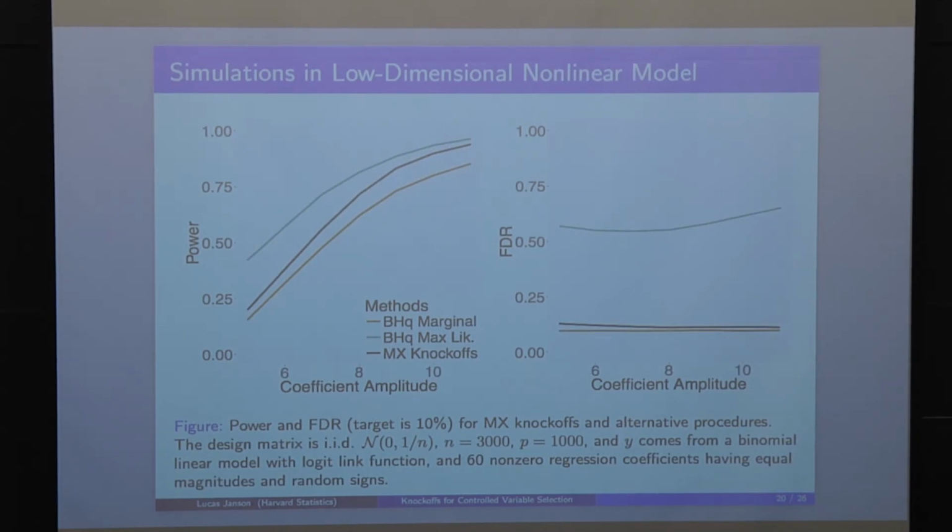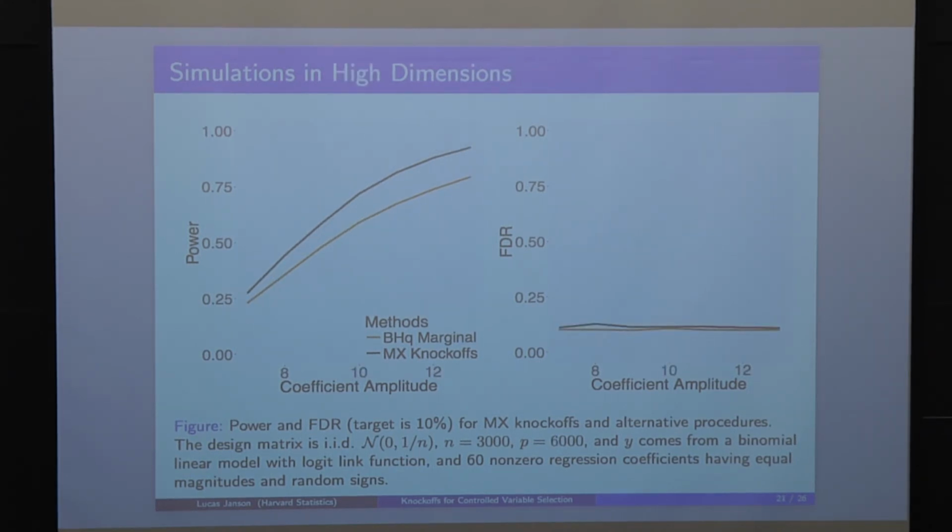Now we move to nonlinear models. We're dropping out competitors because different methods can't actually be applied here. But we see that the maximum likelihood approach doesn't control the false discovery rate at all. That's because of that histogram I showed you before. The p-values are invalid, so you're not controlling the false discovery rate. So you can ignore this green curve, and we're still the most powerful.